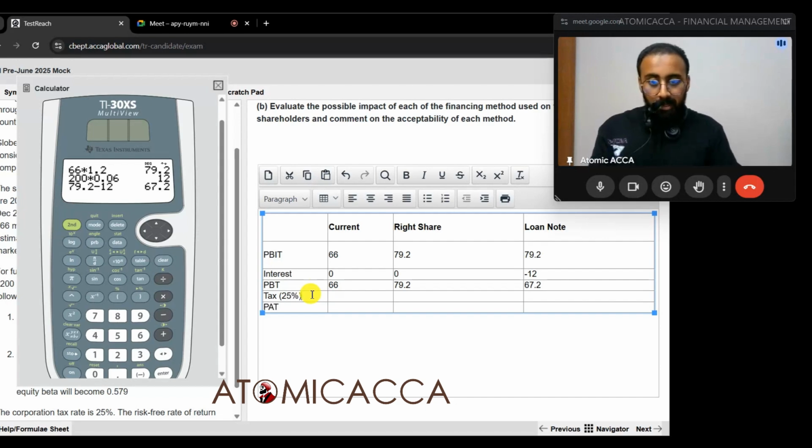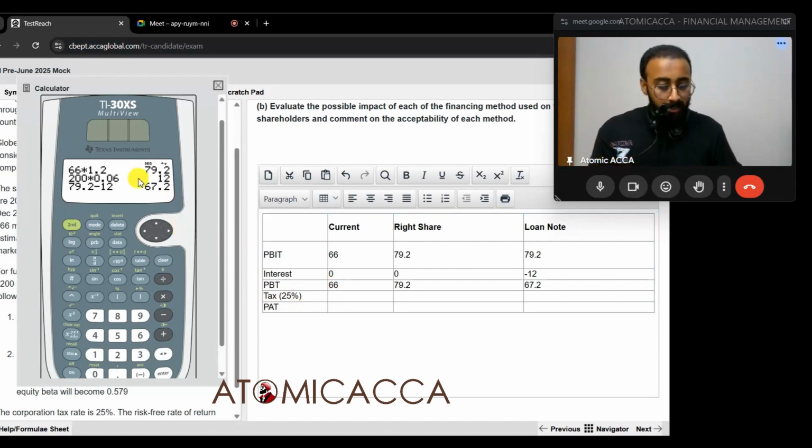It's not mandatory that you have to show the tax rate. You can just directly go to the PAT, because our result is not about showing how much tax there is. We want to end with the result, how much is the impact on share price. So let's go directly into PAT. 66, if I minus out 25%, it will be 75 percent. So 66 into 0.75 will be equal to 49.5.